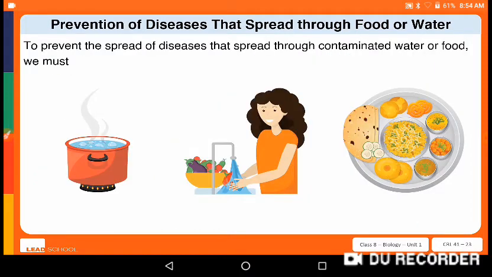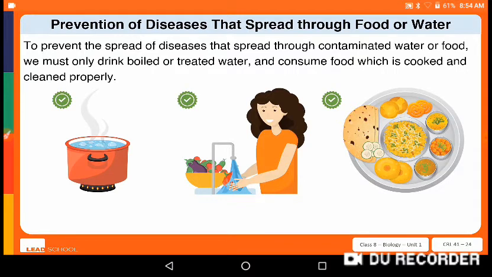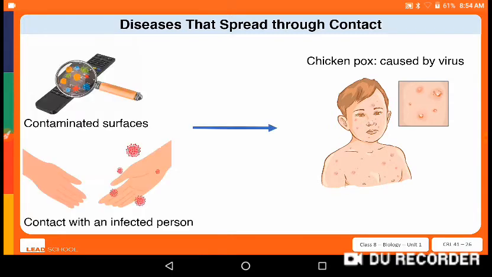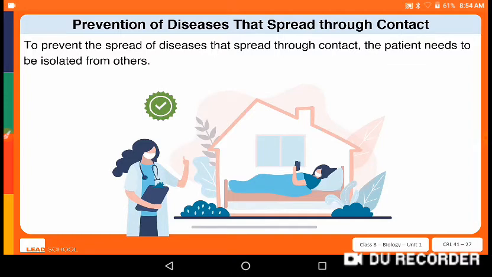To prevent the spread of diseases that spread through contaminated water or food, we must only drink boiled or treated water and consume food which is cooked and cleaned properly. Diseases such as chickenpox, which is caused by a virus, spread easily through contact with contaminated surfaces or contact with an infected person. To prevent the spread of diseases that spread through contact, the patient needs to be isolated from others.